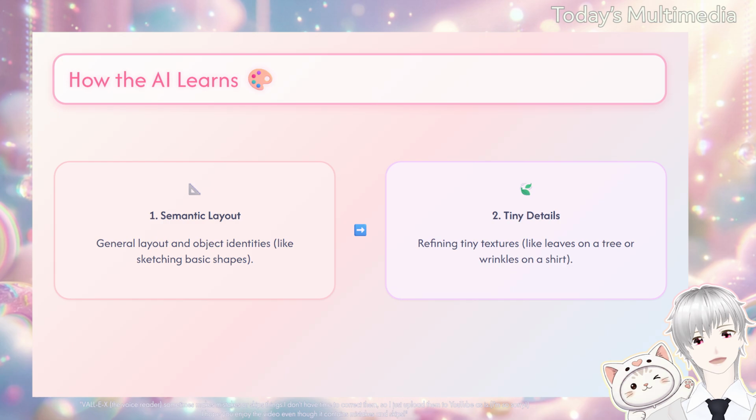Now, researchers even pointed out something super interesting about how the AI learns during this process. They noticed a semantic to visual hierarchy, which means the AI first focuses on getting the general layout and the identities of the objects right before it starts refining the tiny textures and details. It is almost like watching a human artist paint a picture where they sketch out the basic shapes first, and then spend time filling in the tiny details like the leaves on a tree or the wrinkles on a shirt. This shows that the AI is really understanding what it is looking at, rather than just blindly copying pixels.